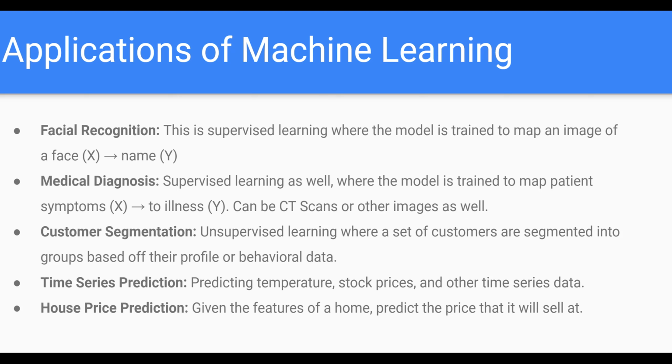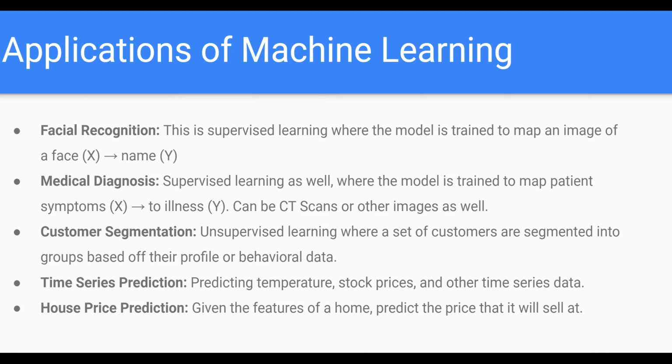Medical diagnosis. This could be the difference between someone surviving or not surviving. If given an image of someone's lungs, can the model determine if there is a malignant or benign tumor, or any tumor at all? That could be the difference between someone surviving or not, being able to detect cancer in the image of different body parts as well. Those two, facial recognition and medical diagnosis, are supervised learning approaches.